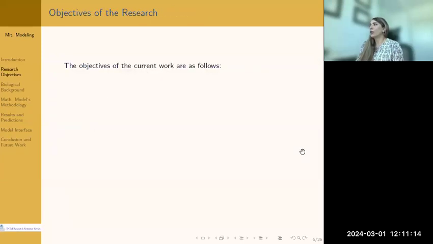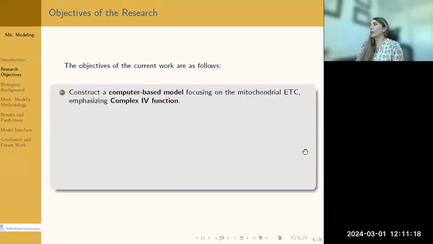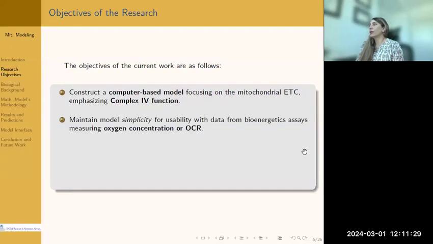In this research, our goals are to develop a phenomenological computer-based model of mitochondrial respiration, or ETC, emphasizing complex 4 function, and keep the dimensionality of the model small to enable usability with data acquired by bioenergetic assays measuring only oxygen consumption rate, or OCR.